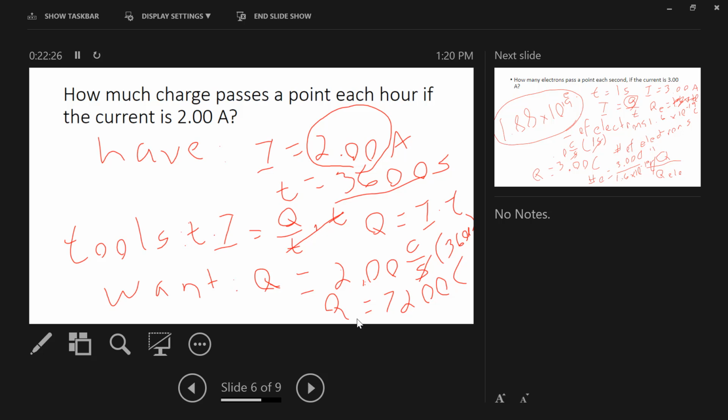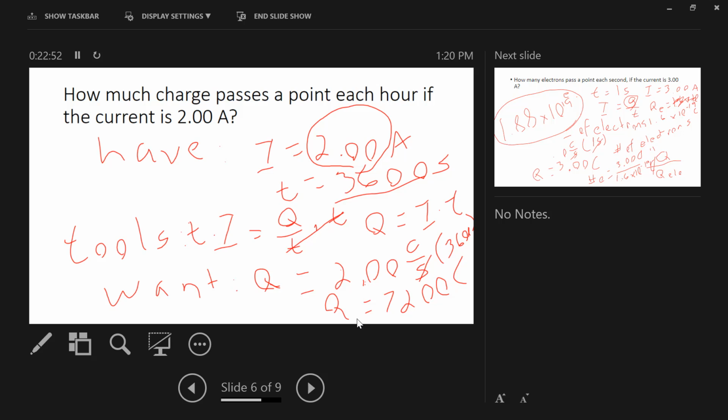These T's cancel out. This T showed up over here, so it looks a little bit chaotic. Sorry for that. But hopefully it's all good now, right? We're walking through it together. If it's not, let me know. All right, so these T's cancel out, and we get that Q is equal to I times T.